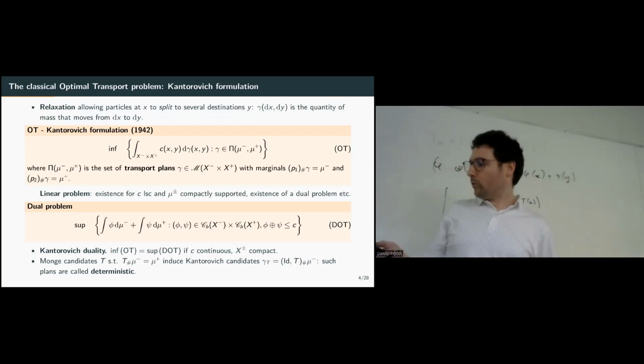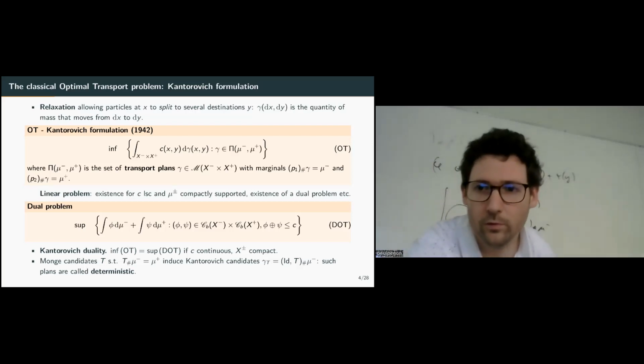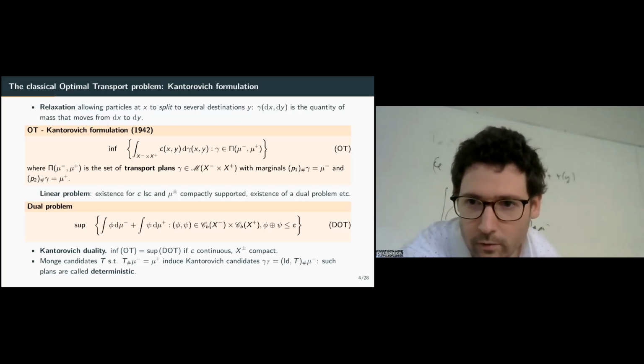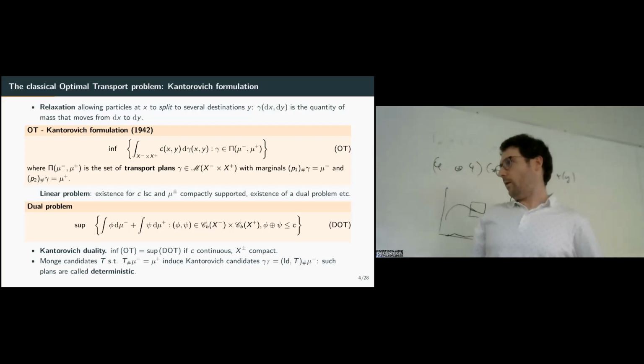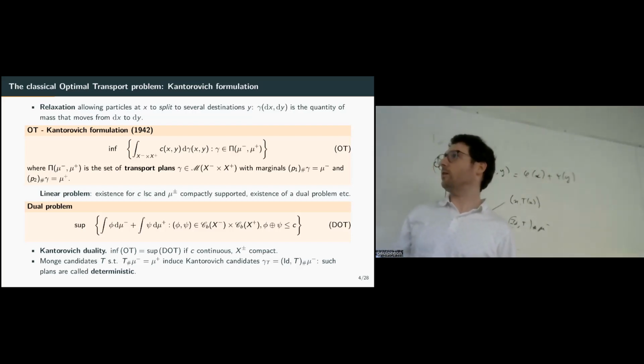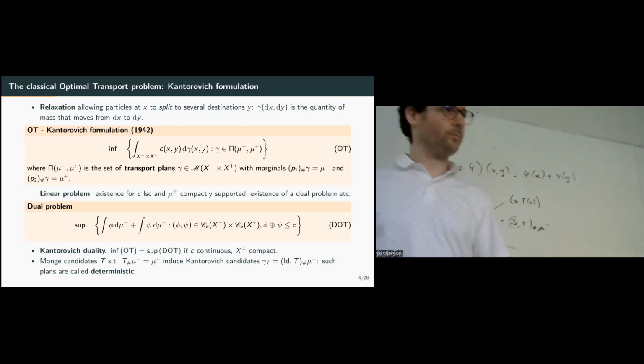Okay, and once you do this, you can check that it's admissible, so it satisfies the constraint. You can see this gamma T satisfies the constraint by mu minus and mu plus, and the cost is the same. Okay, if you take the Monge cost of T, it corresponds to the Kantorovich cost of this gamma T. And you can embed the transport map in the space of transport plans, and if you take the lower semicontinuous envelope, you get exactly this problem. So it's really a relaxation.